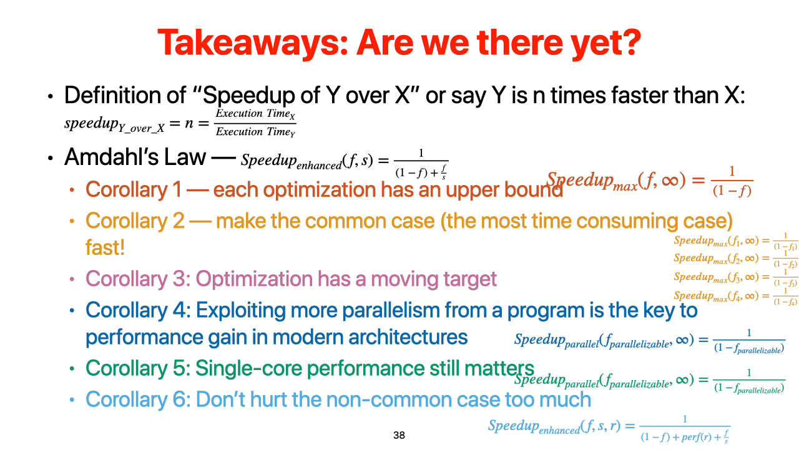If we apply Amdahl's law to multi-core architecture, we figure out that in modern architecture, exploring more parallelism is very important. However, even if we have unlimited parallelism, single core performance still matters. Also, when you apply an optimization, it shouldn't hurt your non-common case too much. So those are the implications that we get.